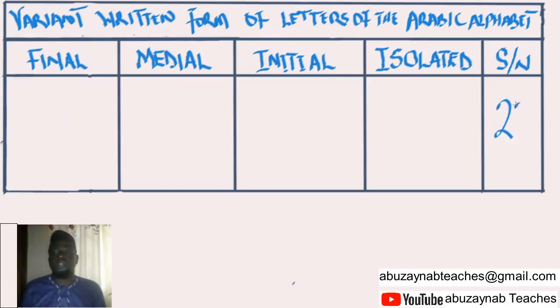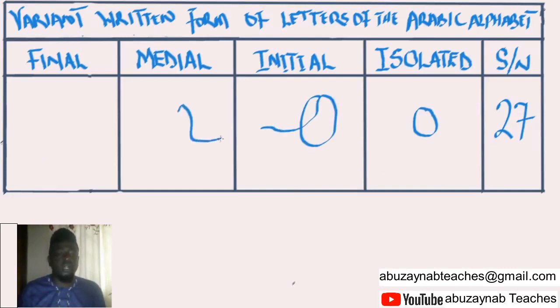The 27th letter of the Arabic alphabet is Ha, and this is how it's written in its isolated form. The initial form of letter Ha is written this way. The medial form of letter Ha is written this way, and the final form of letter Ha is written this way. So, Ha can be joined to a succeeding letter in its initial form, a preceding and succeeding letter in its medial form, and can be joined to a preceding letter in its final form.